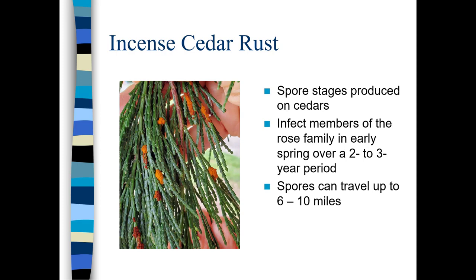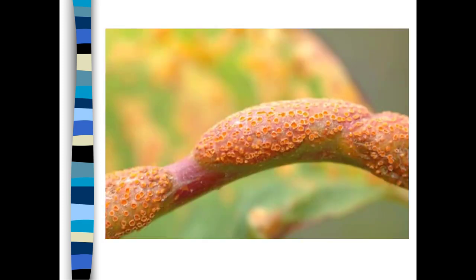And so what it'll do is it'll infect members of the rose family in early spring over a two to three year period. And I looked everywhere for any sort of sign of this on any rose family plants. There was nothing in the area. But spores can travel up to 6 to 10 miles, so it's a real problem. Again, here's a close-up of the pustules on the stem.